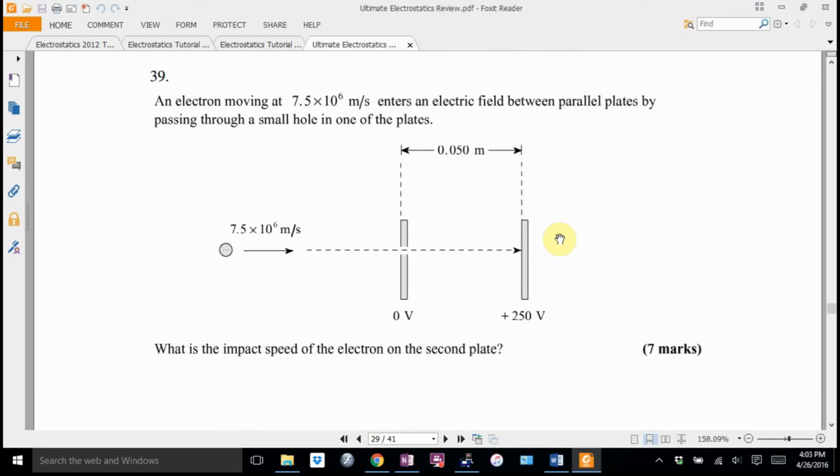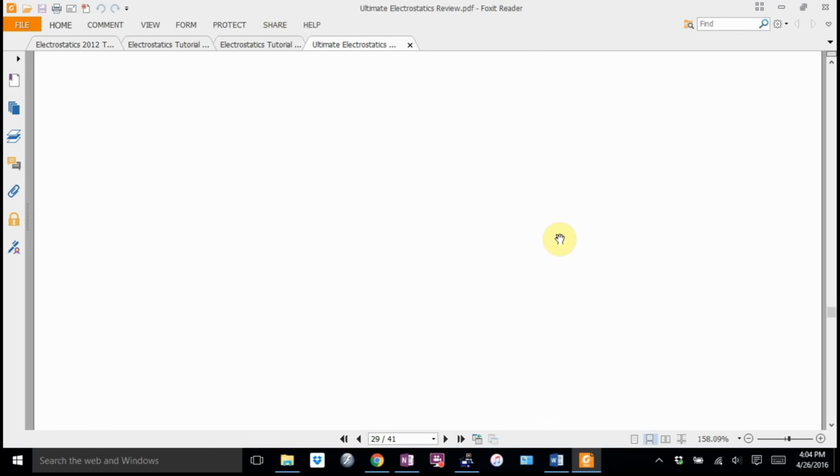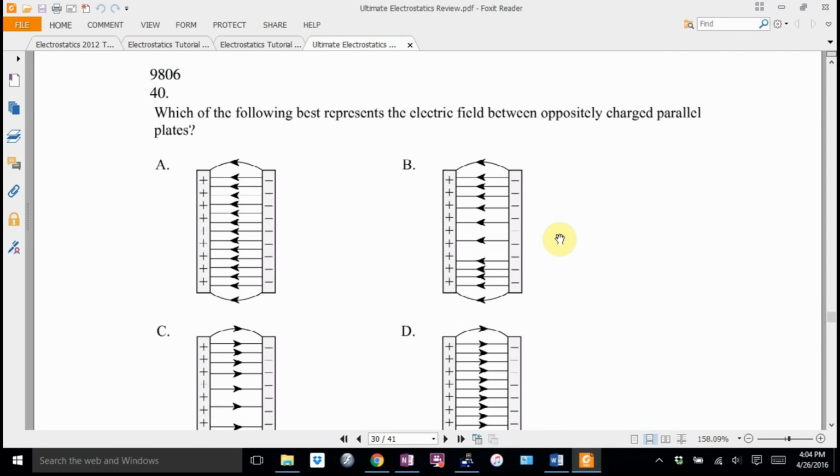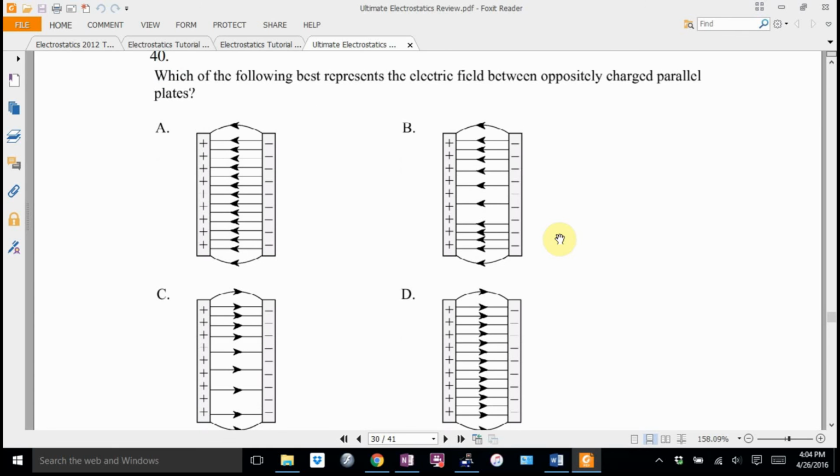So 39, this is also fair game. This is exactly like dropping an object through plates. It's just that you're not starting at rest. So your KE initial is not 0. Okay, a little more number crunching. 40 is fair game, so electric field between plates.